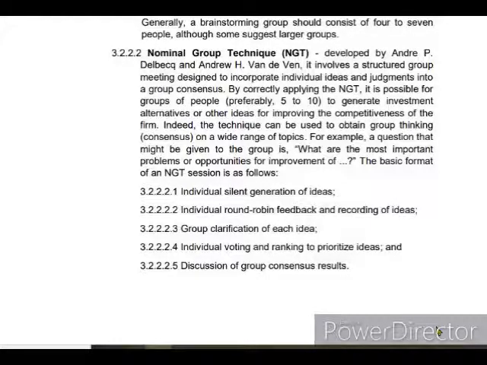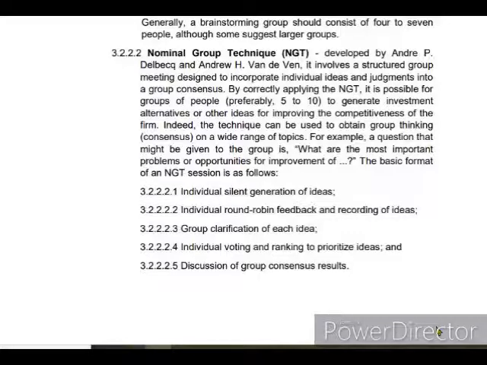Okay, by correctly applying the NGT, it is possible for groups of people, preferably 5 to 10, to generate investment alternatives or other ideas for improving the competitiveness of the firm. Okay, indeed, the technique can be used to obtain group thinking or consensus on a wide range of topics. Okay, the more brains, the better. Okay, so for example, a question that might be given to the group is, what are the most important problems or opportunities for improvements of? So that is a good question to start brainstorming.